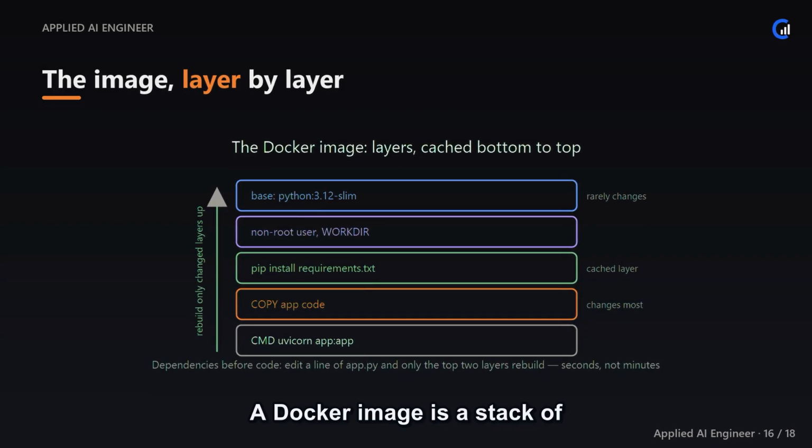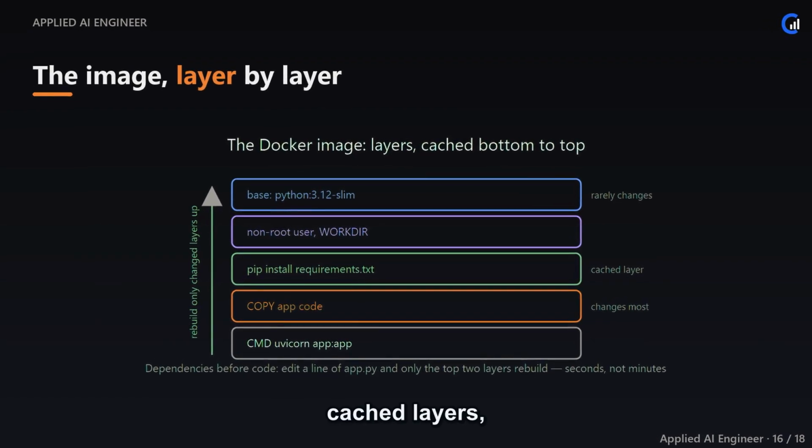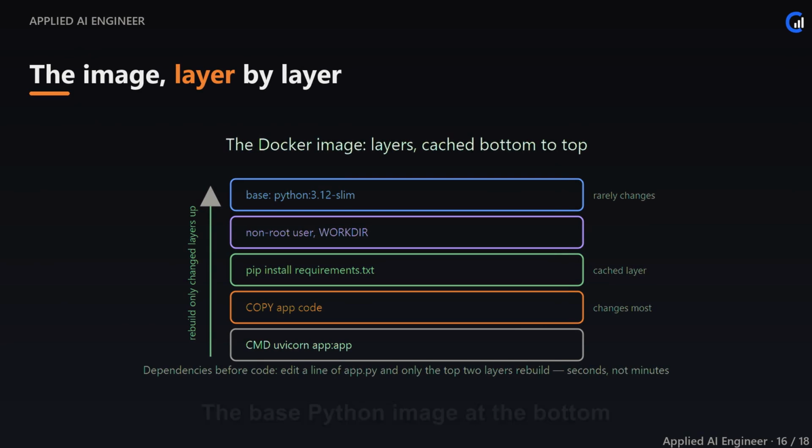A Docker image is a stack of cached layers, built bottom to top. The base Python image at the bottom almost never changes. Above it are the non-root user and working directory. Then the expensive layer, installing dependencies. Then, deliberately last, copying our application code.